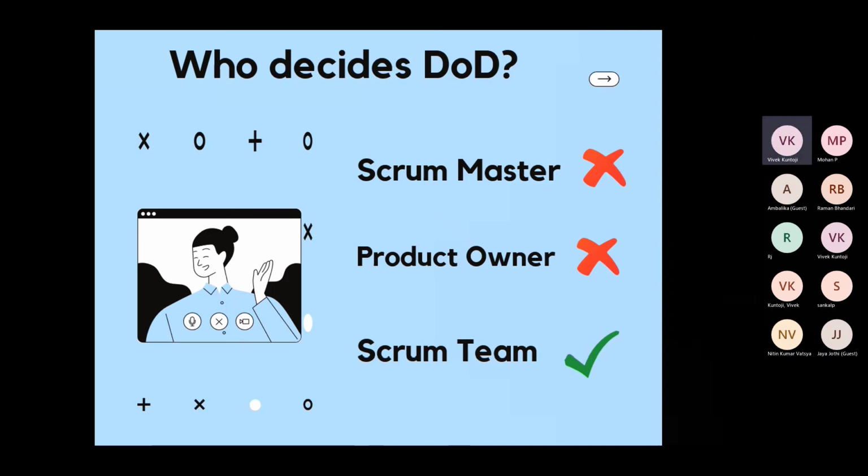And once your work item complies with the definition of done, that means we have completed everything in that story and it is good to go now. I hope I answered your question.